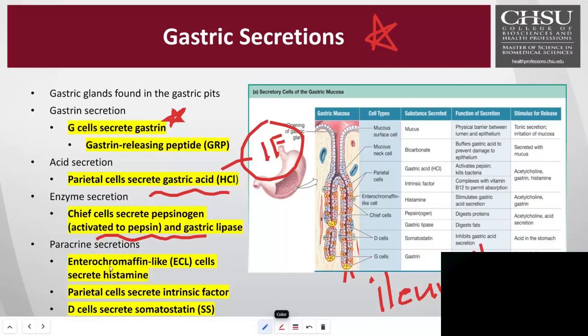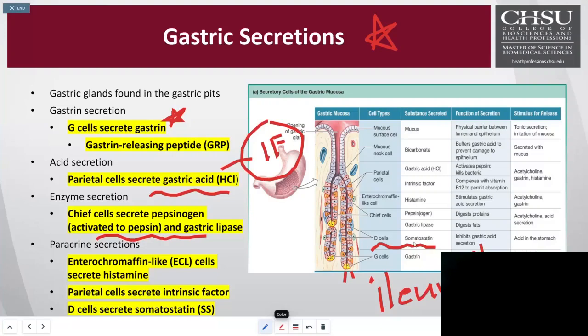Okay, so it's just really two sides. We have the acid stuff, and then we have the basic stuff, and they have to kind of balance out. If one overtakes the other, then there's going to be issues. And then we also have some subcells in here that are not on the mnemonic. So the D cells do secrete a hormone called somatostatin.